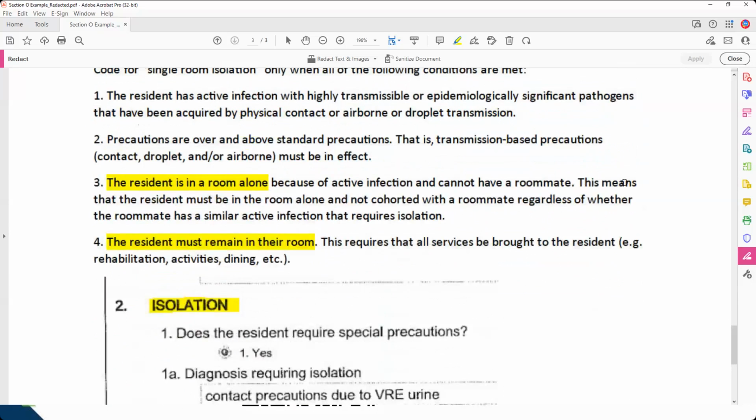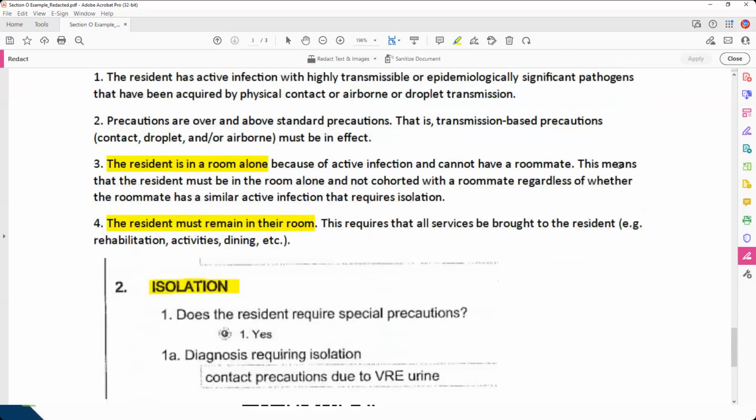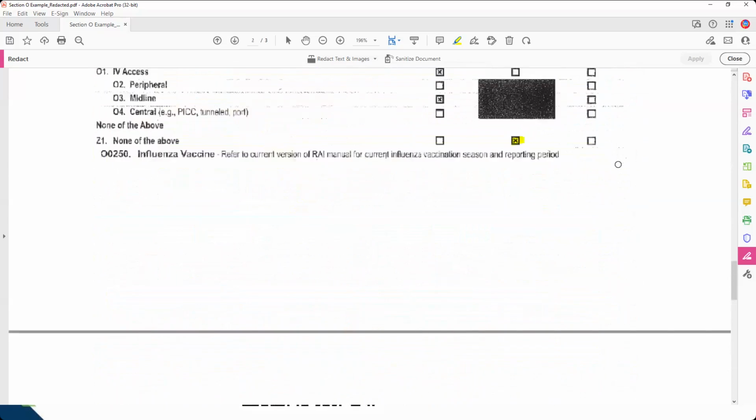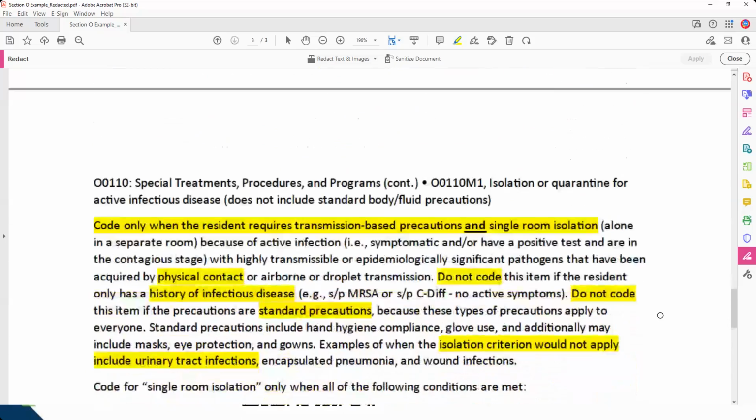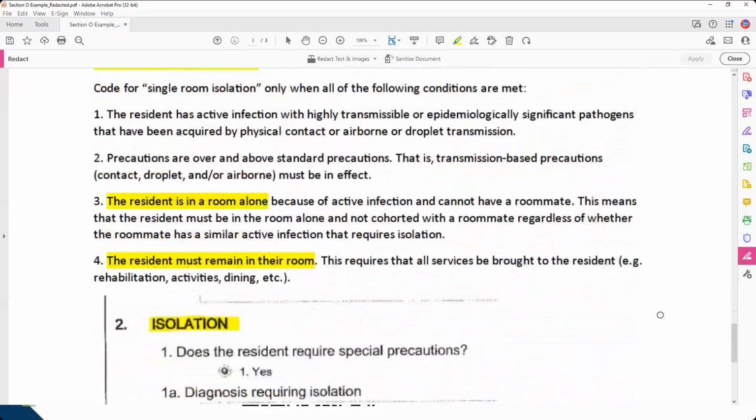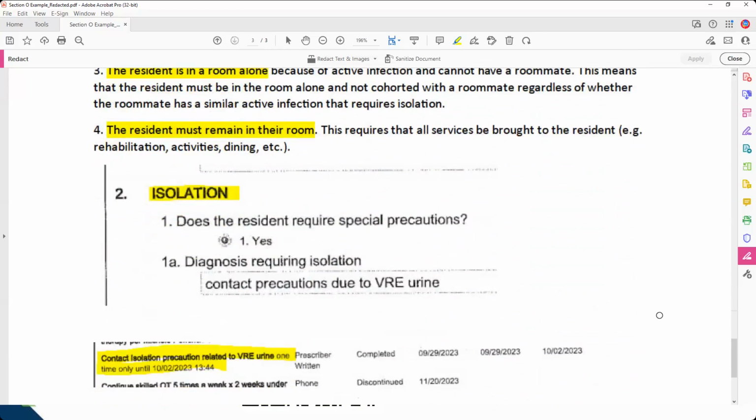So knowing that the patient had come from a hospital in an isolation manner, we want to see if these isolation precautions were still in place when they were in the SNF. Because although they didn't mark it, the patient had an active infection. So we want to make sure it's coded appropriately.